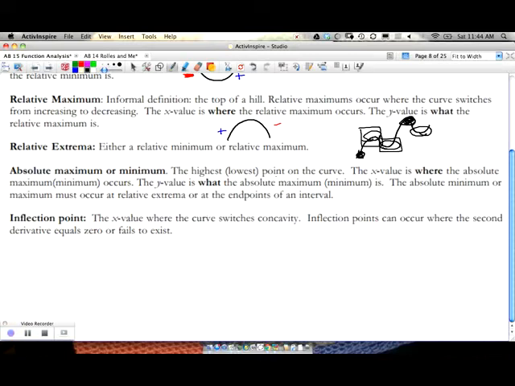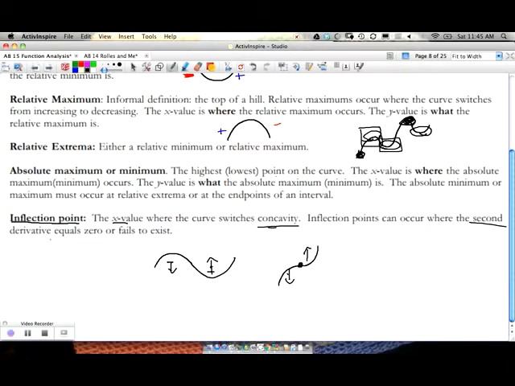The x value where the curve switches concavity is called an inflection point. And that's going to happen when we change from concave down to concave up. Or, it could even be more simply looking like this. And this is not as obvious. It's like half a smiley face and half a sad face. But that's still concave down and still concave up.